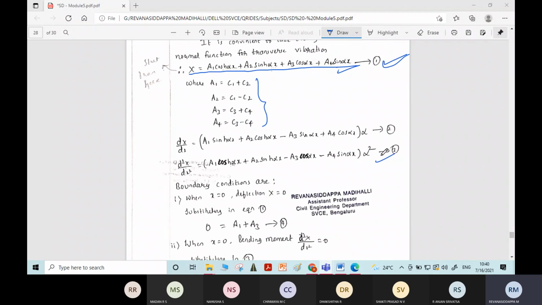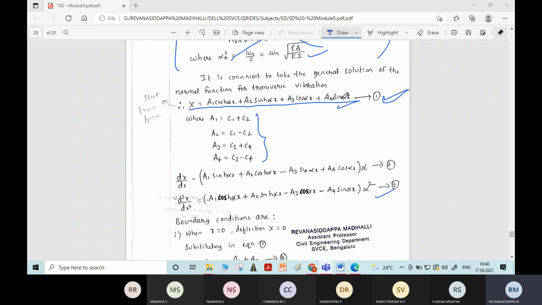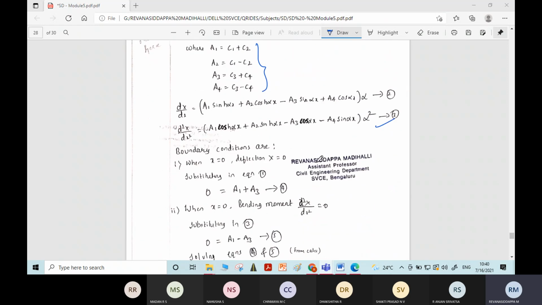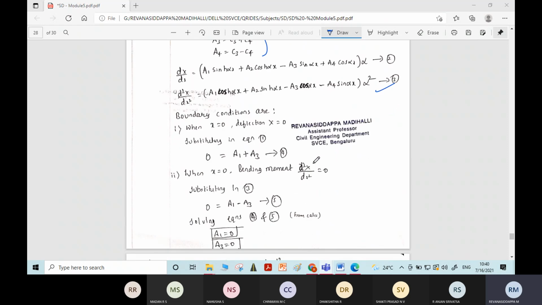Now, after this is the first step. The only thing is you need to remember this equation. After writing this equation, you do double differentiation. Call those equations as equation number 2 and 3. Next is utilizing boundary conditions.